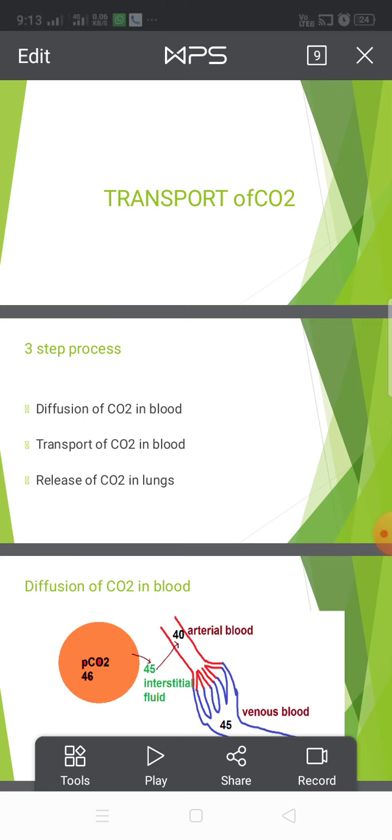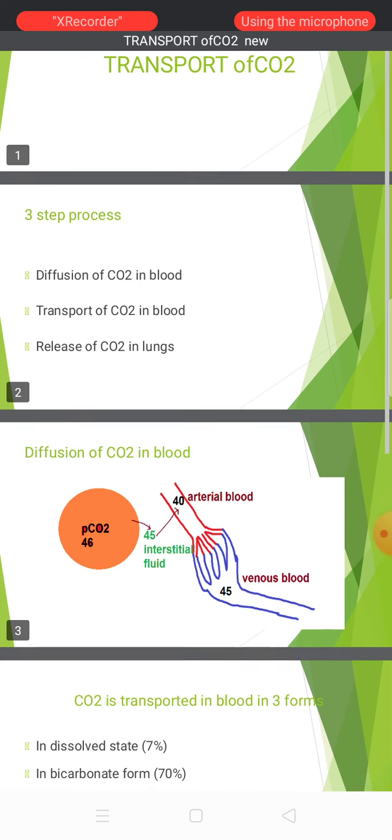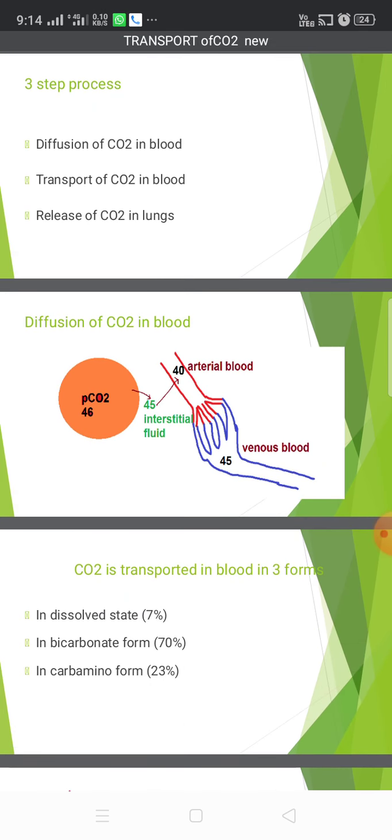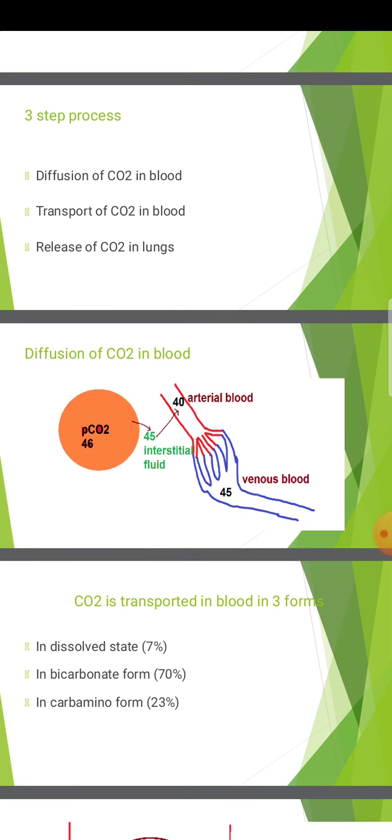So when we talk about the transport of CO2, it is a three-step process: the diffusion of carbon dioxide in the blood, the transport of CO2 in the blood, and the release of carbon dioxide in the blood. When we talk about the diffusion of carbon dioxide in the blood, we all know that intracellular PCO2 is 46 millimeter mercury, while the interstitial fluid has 45 millimeter mercury PCO2, and the arterial blood has 40 millimeter mercury, while venous blood has 45.